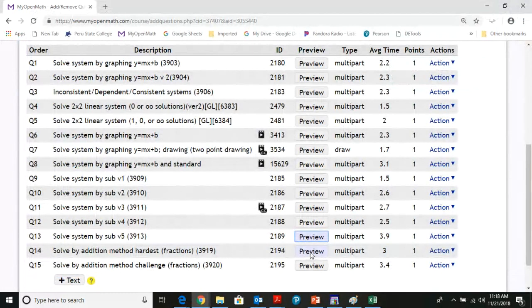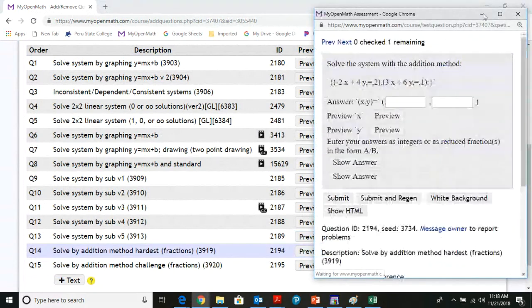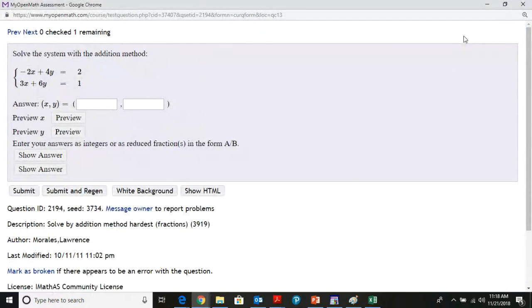All right, so let's do ones that says to use addition, and one of them says hardest. It's got fractions. So it says solve using the addition method. So with the addition method, what you try to do is get the coefficients either in front of the x or in front of the y to be opposites of each other. So you've got several options here. We're going to go with x. So right now, one of the x's has a -2 and the other one has a 3. So they're opposite signs, but they also have to be opposite numbers.